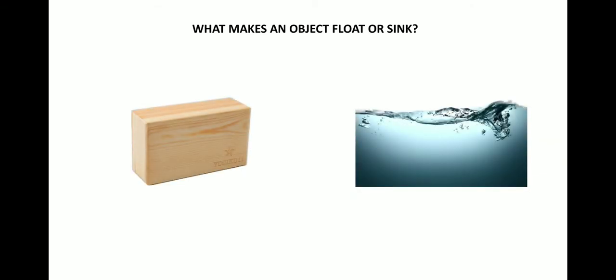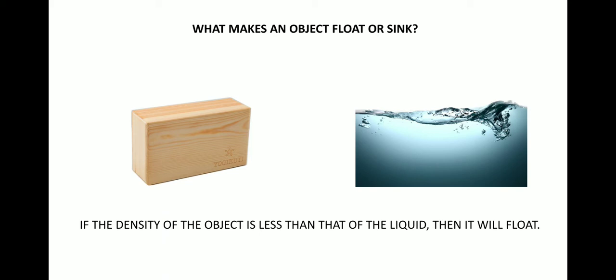So the question arises, what makes an object float or sink? If we take two things, the object and the liquid, and the object has a density which is less than the density of the liquid, then the object will not sink but it will float. So here this is the wood, and the density of wood is less than the density of water. That's why wood will float on water.